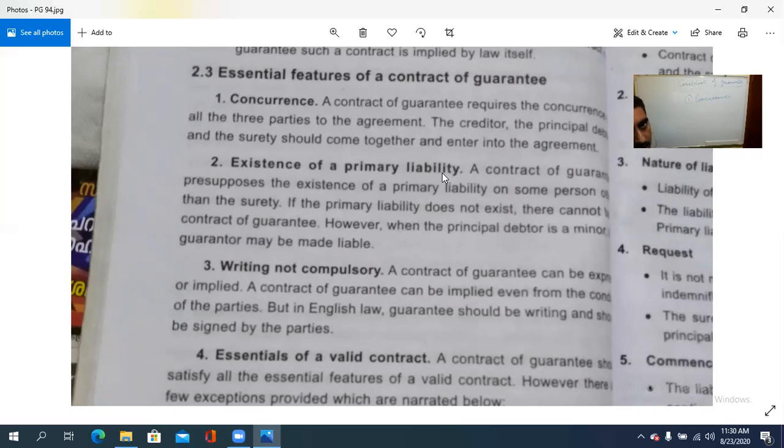Concurrence. So it requires the concurrence of all the three parties. Means സമ്മതമായിരിക്കണം. Both the creditor, the principal debtor, and the surety should come together. അതാണ് concurrence എന്ന് പറഞ്ഞിരിക്കുന്നത്. Come together and enter into agreement. Then existence of a primary liability.